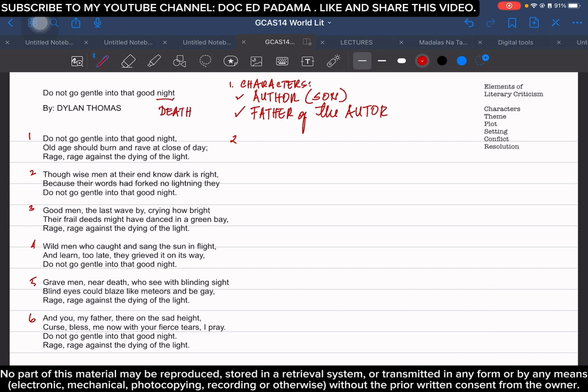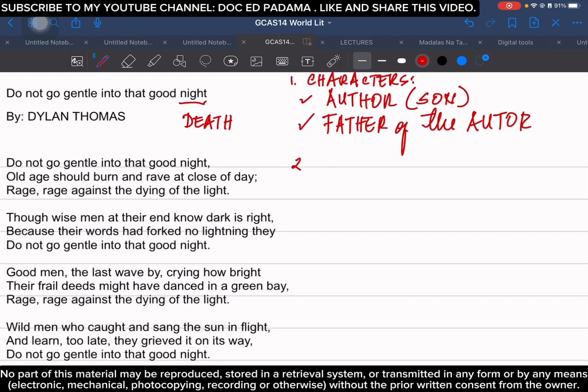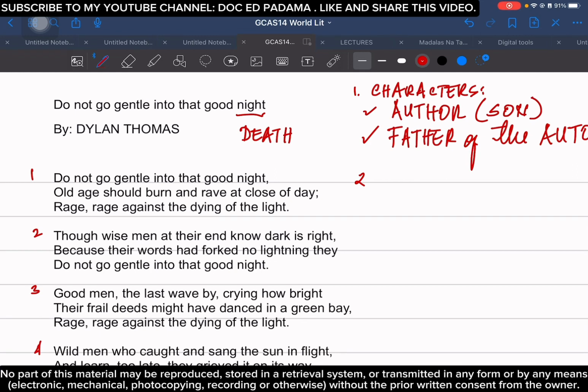Okay? So that is what we are going to assign for that particular word, which is night. Okay, let's zoom in. The next is the adjective of night, the adjective of death, which is good. Okay? What is good about death? Di ba? It is not connected with the word night, like good night. It is an adjective that describes night. Okay? Now the question is, why did they use the adjective good referring to night, which is equivalent to death?